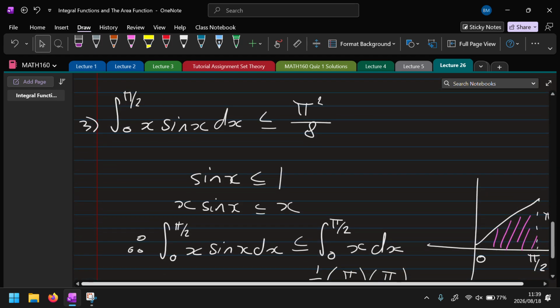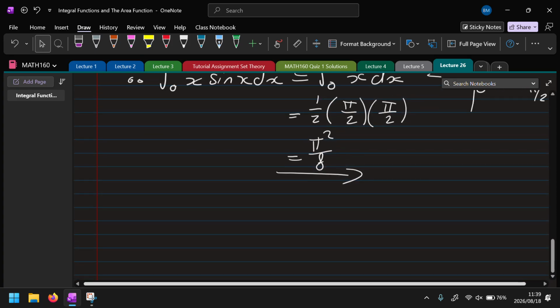We said sine x is less than or equal to 1 because it is. It's our starting point. So we want to get rid of that x sine x, right? Because that's complicated. So we start off with sine x being less than 1, which we know is true. If we multiply both sides of the equation by x, the left-hand side is the function we have, right? And the right-hand side is a lot simpler to work with. So instead of working with the left side, we work with the much simpler right-hand side.